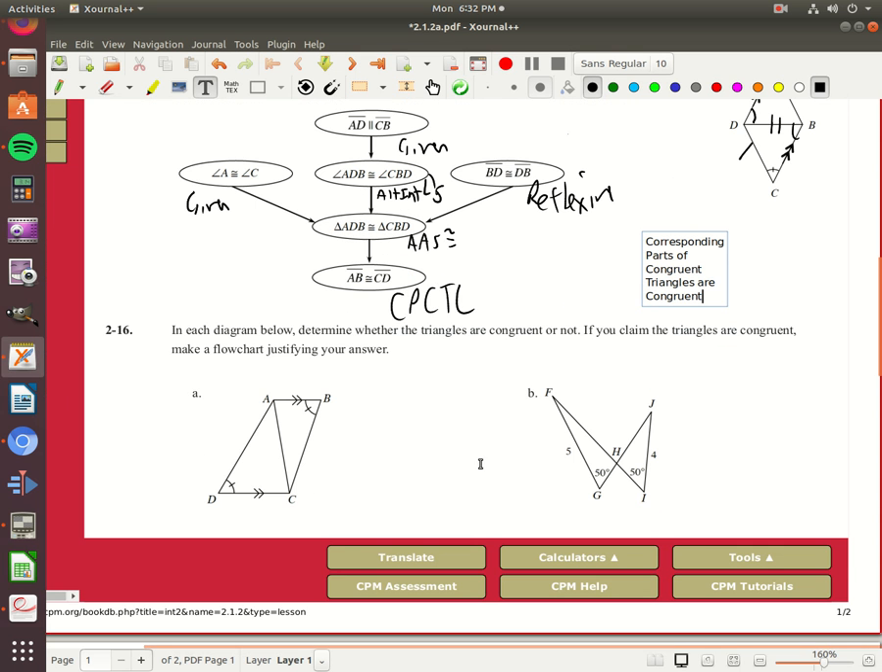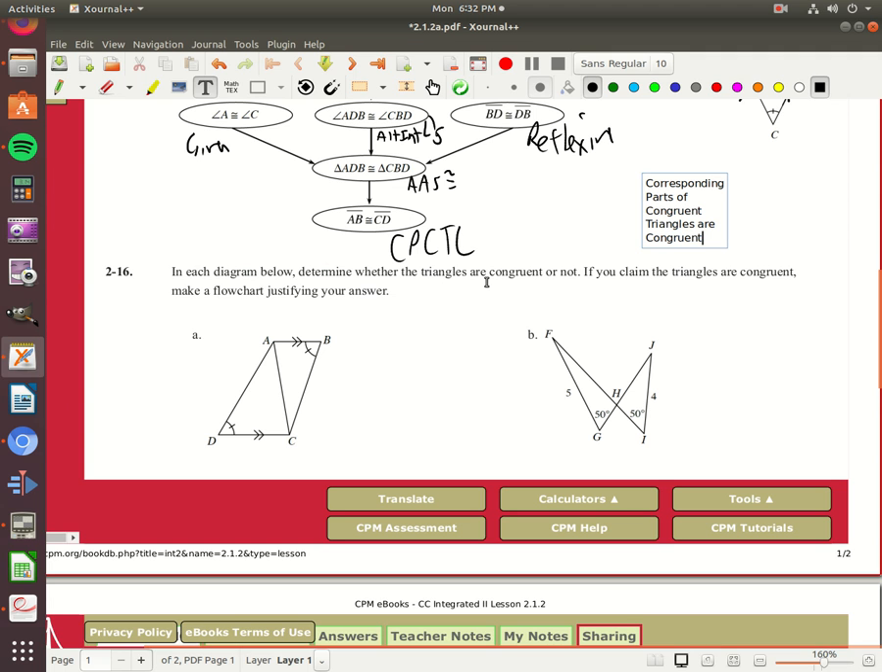All right, so it says each diagram below determine whether the triangles are congruent or not. If you claim the triangles are congruent, make a flowchart. So how about this? Again, we're going to go through and look at these things here. Are there any right angles? There are no right angles, so I don't have to worry about the Pythagorean theorem or the hypotenuse leg. Are there reflexive sides? Yeah, I see a reflexive side right there. Are there any vertical angles? No vertical angles, but there are parallel lines. And anytime I see a parallel line, I want to be thinking about angle relationships, and I have some alternate interior angles there.